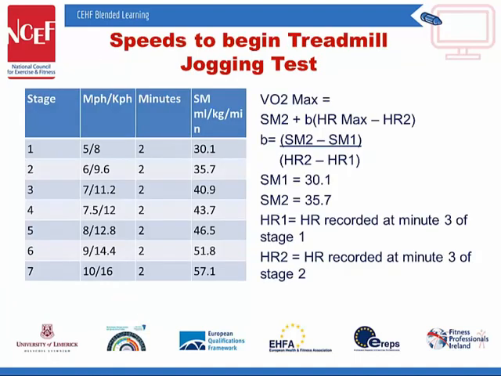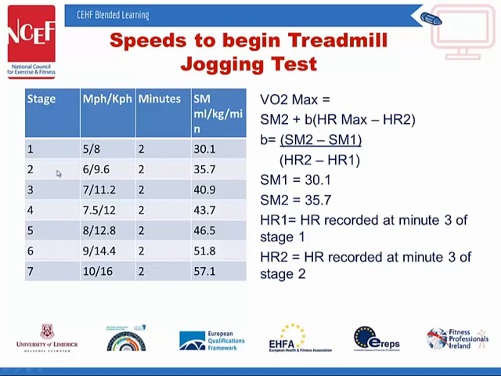Okay, so we're going to look at the speeds now that we would begin the treadmill jogging test, right? So the speeds we used in our example there, we used stage 1 and stage 2. We were running at 8 kilometers an hour, and stage 2 was 9.6 kilometers an hour. Why are there 7 stages? Well, sometimes a client might not get the heart rate up to 110 beats per minute. If the client is very, very fit with a very low resting heart rate, we might need stage 3, 4 and so on.